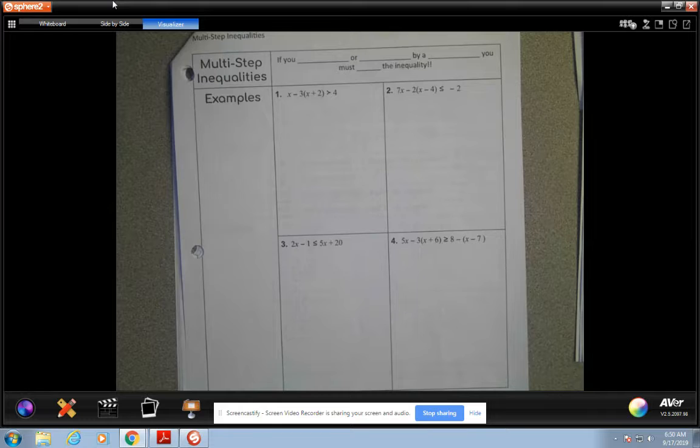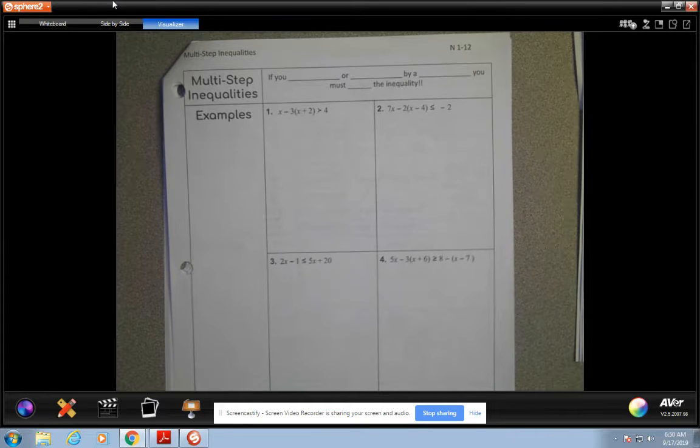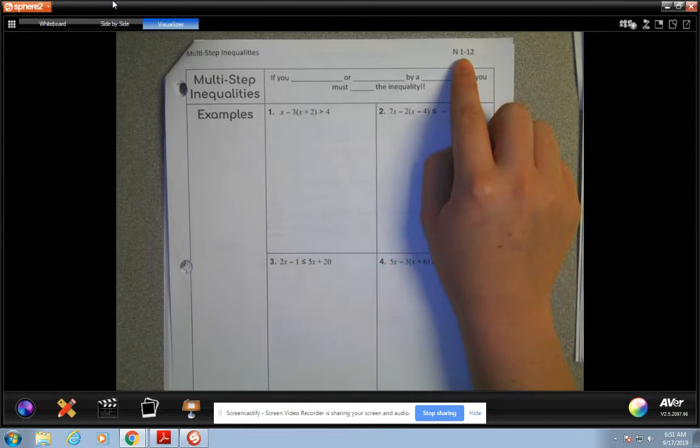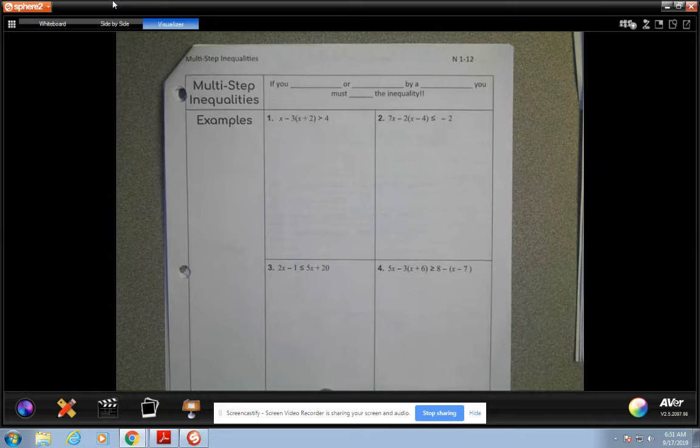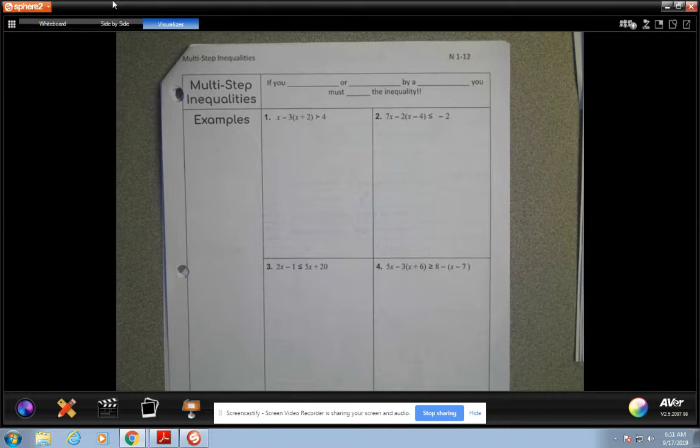All right. So today we are on the last page of our note packet. We're on N1-12. Make sure you pull it out. And also keep in mind, because we're finishing these notes up, guess what's coming up? A unit TEST. We're going to have a test probably at the end of this week on Friday. So just keep that in mind.